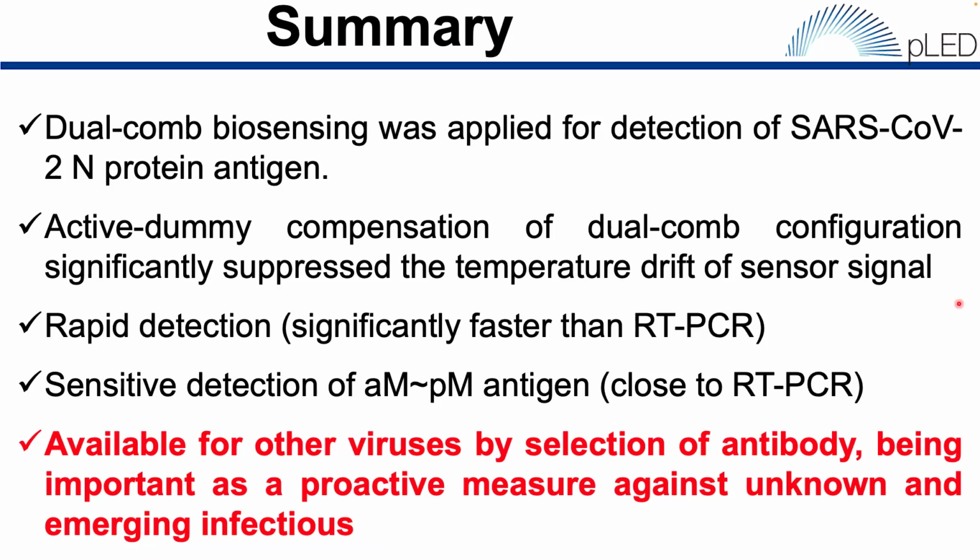Finally, we summarize the present talk using this slide. We applied the dual-comb biosensing for detection of SARS-CoV-2 N protein antigen. The active dummy compensation of the dual-comb configuration significantly suppressed the temperature drift of the sensor signal. As a result, we achieved rapid detection significantly faster than PCR and sensitive detection of attomolar to picomolar antigen, close to PCR.